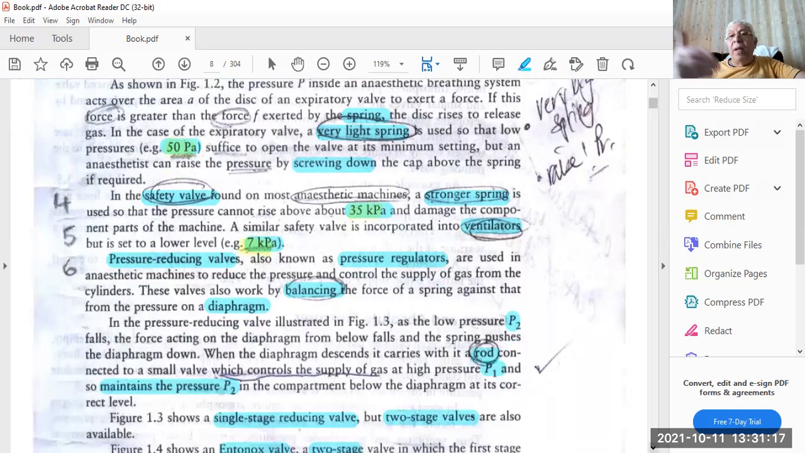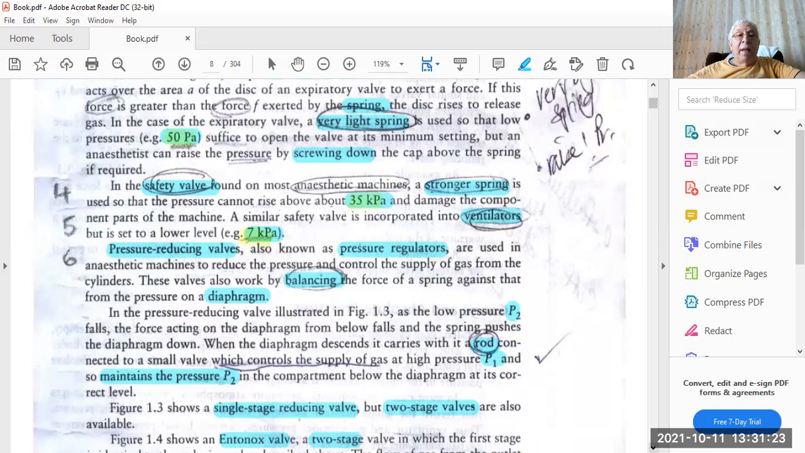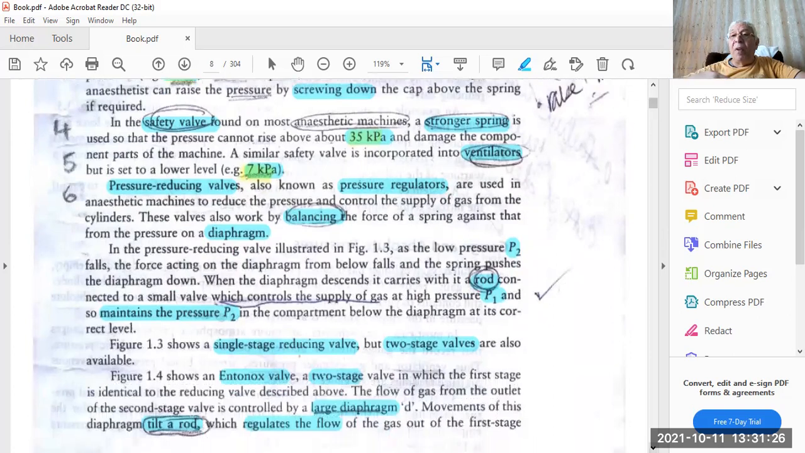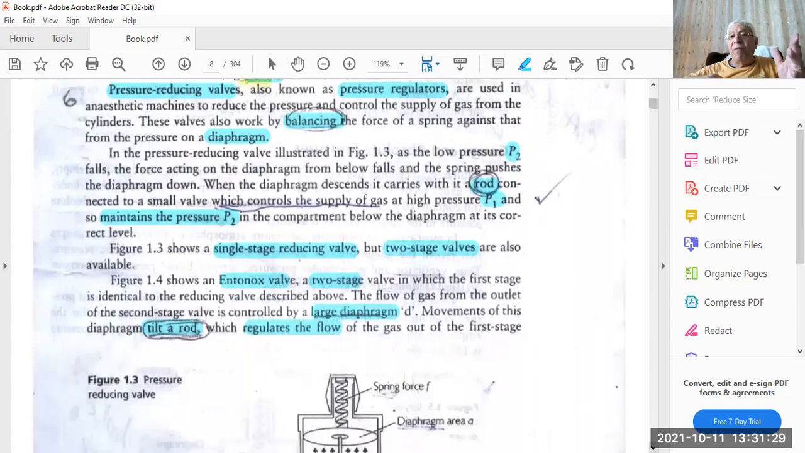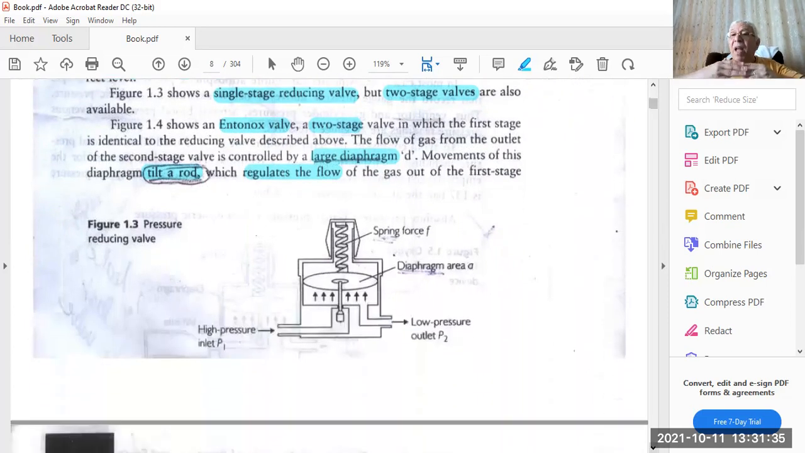The fourth one, which is very important, is what we call the regulators or reducing valves. As we can see from the figure downwards, we have two types. Of course, we have the first stage and we have the second stage. You can see from the first stage that we have a diaphragm acted on from above by a spring and from below by a rod. The rod has a bulb at the end of it. It is moving through an opening. It's not well shown in this figure, but you can imagine that this rod moves upwards and downwards through this opening.